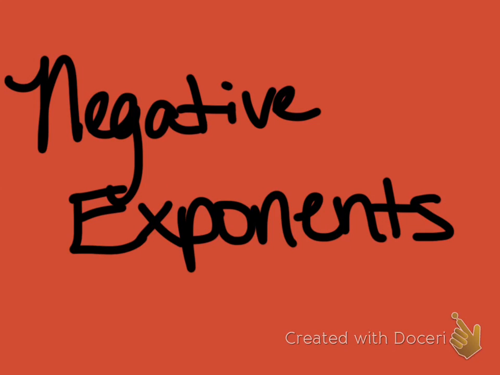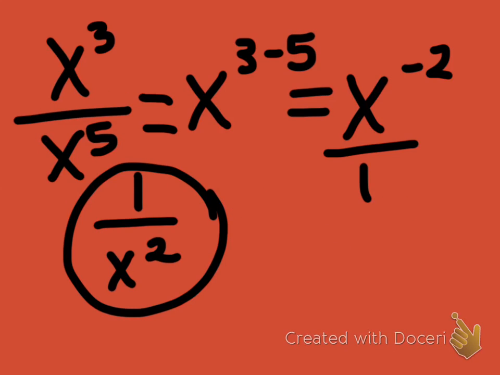Negative exponents. When we're dealing with negative exponents, we have situations where the top number in a division problem ends up being larger than the bottom number. For instance, if we have x to the third power divided by x to the fifth power, we would then take x to the 3 minus 5 power, which would give us x to the negative second power.